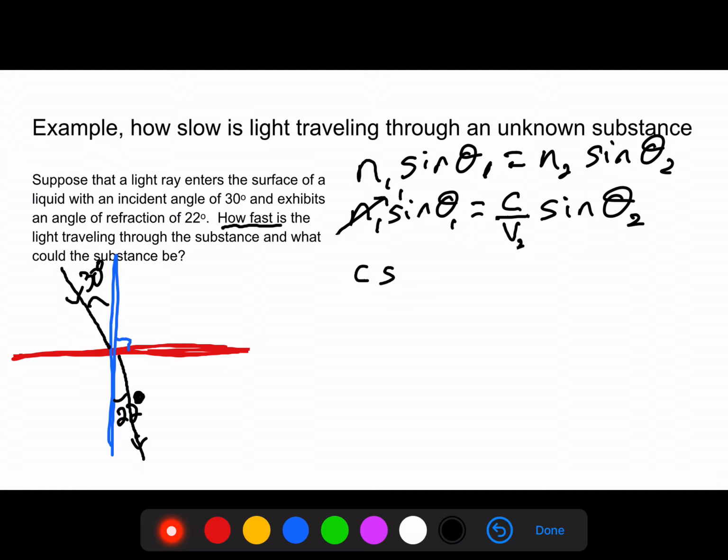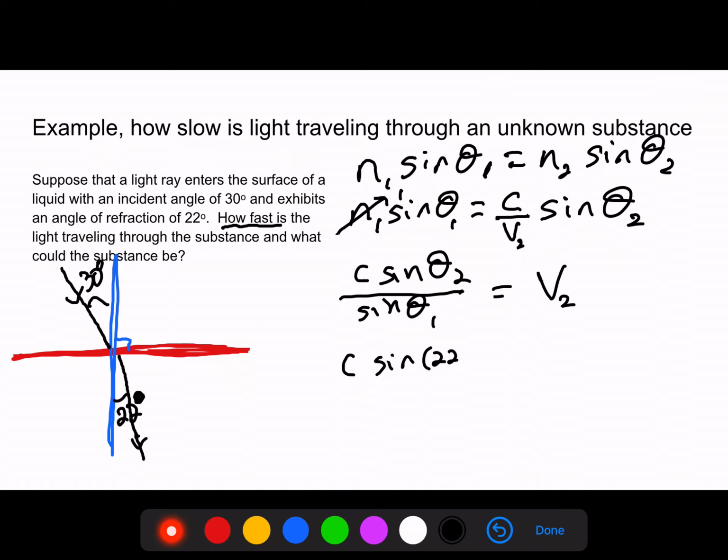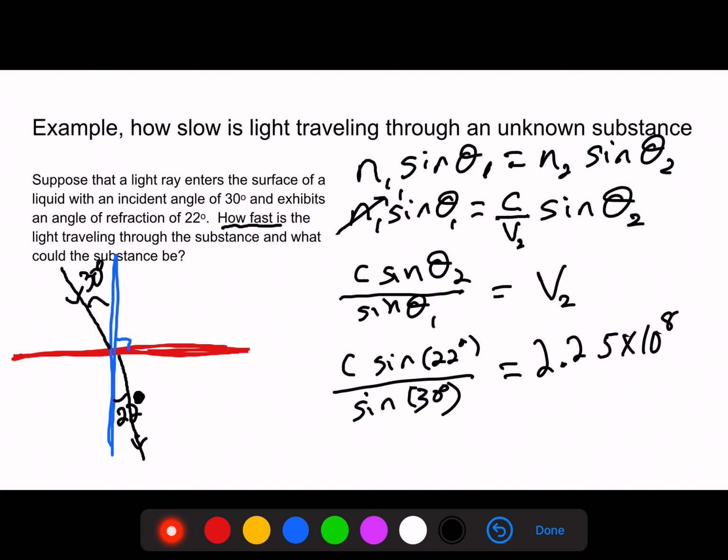So c times sine of theta 2 divided by sine of theta 1 will equal my v2. If I plug in the numbers here, c times sine of 22 degrees divided by sine of 30 degrees, what I should find when I plug that into the calculator is approximately 2.25 times 10 to the 8 meters per second.